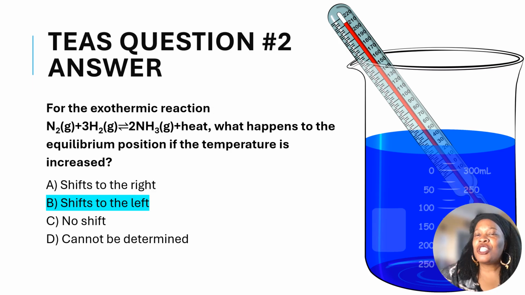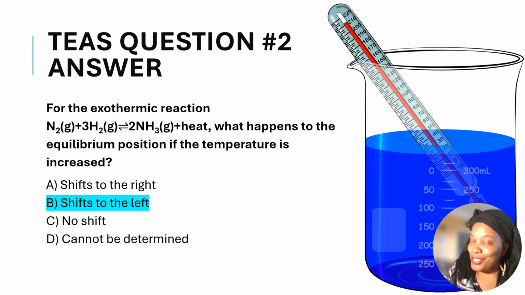Letter A says shift to the right. Well, this is incorrect because a shift to the right would occur if the system needed to produce more heat. However, increasing the temperature in an exothermic reaction causes the system to shift towards the reactants on the left to absorb this excess heat.